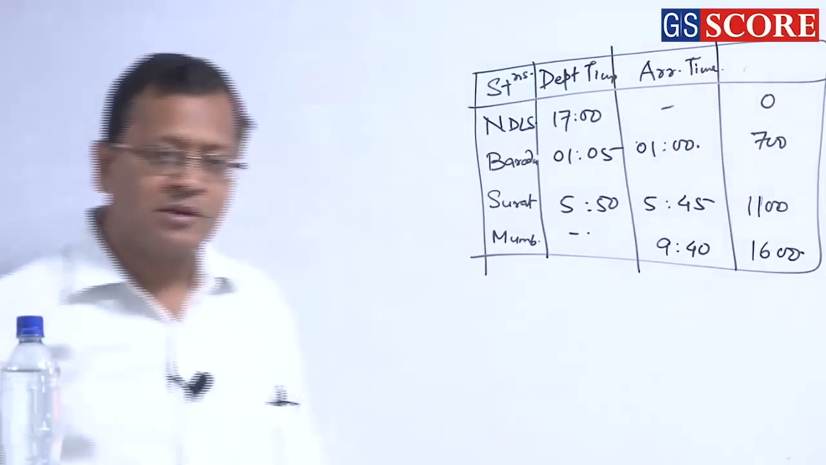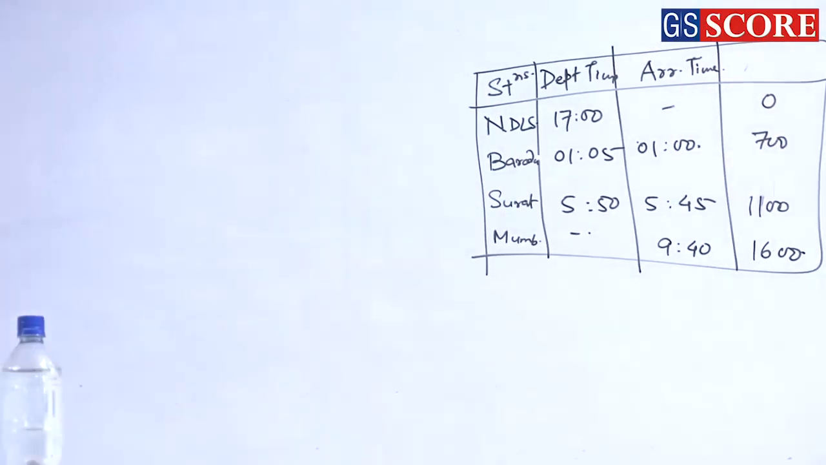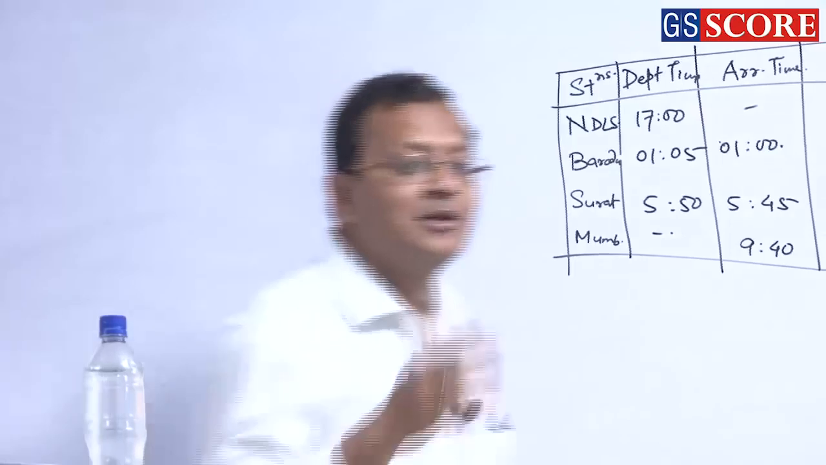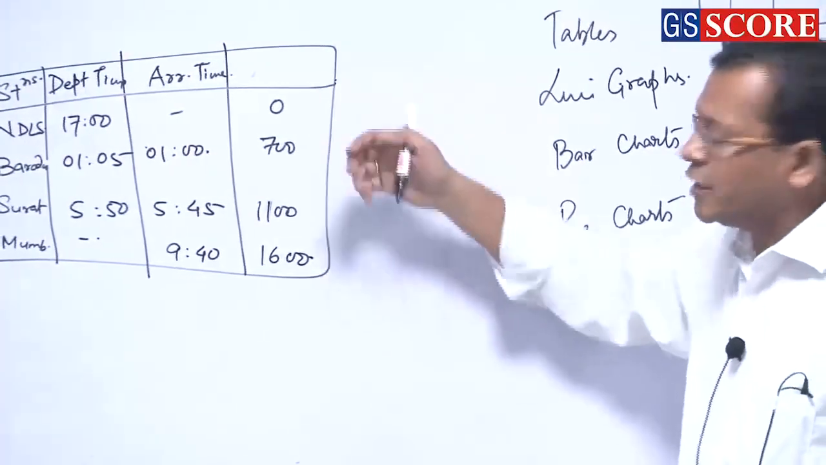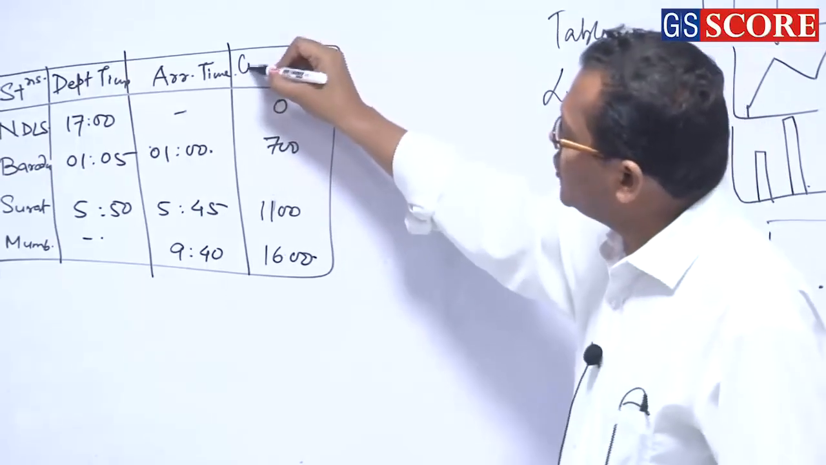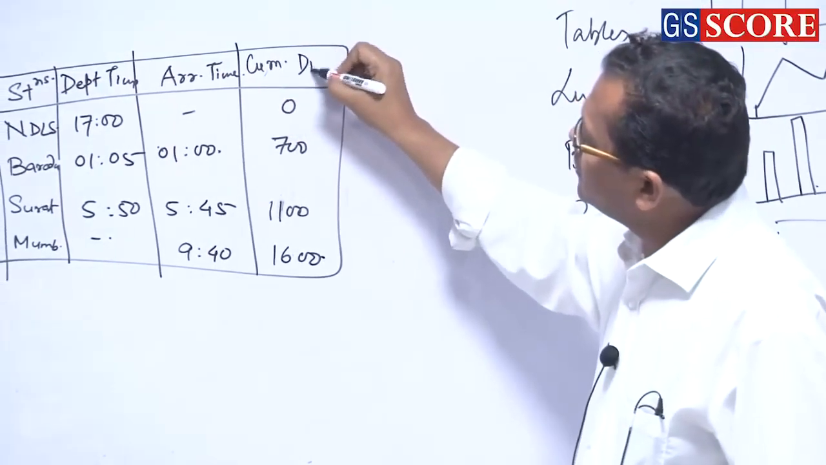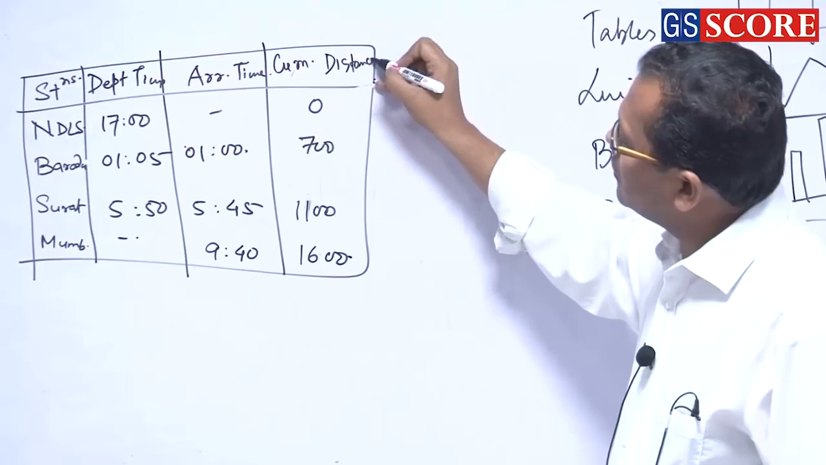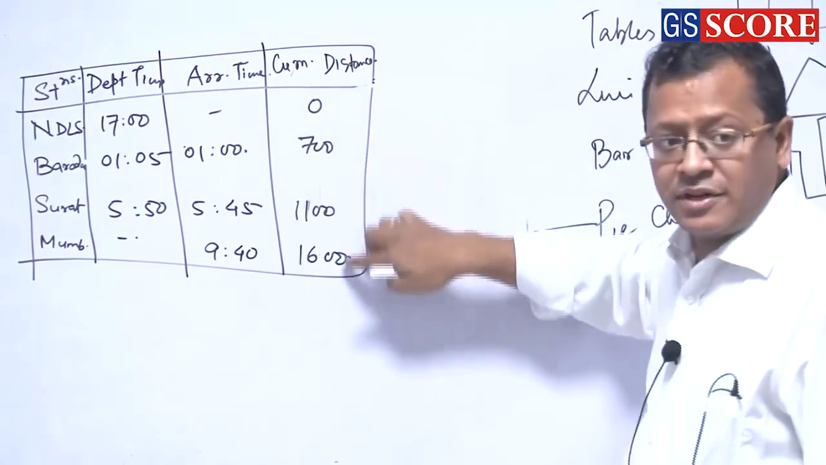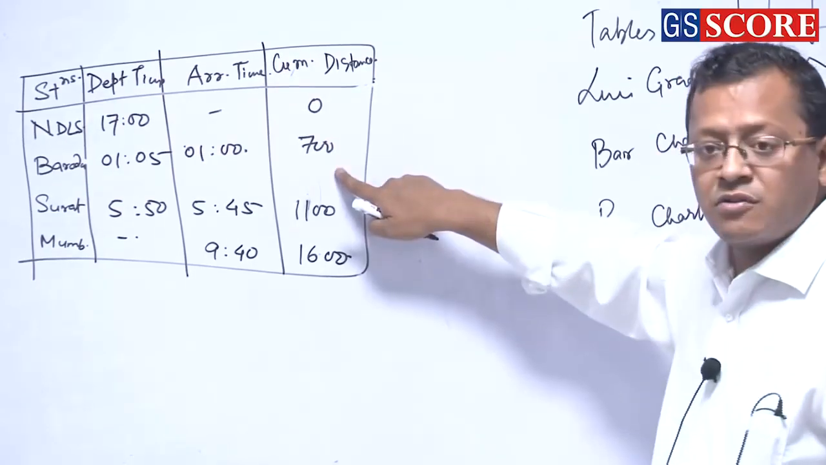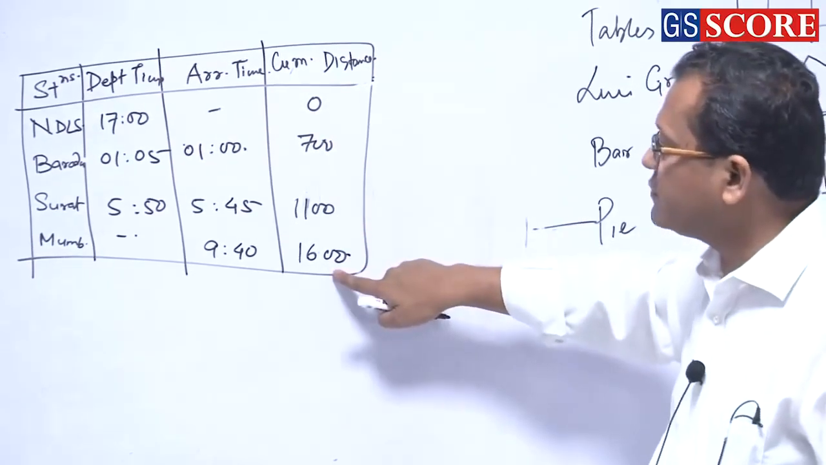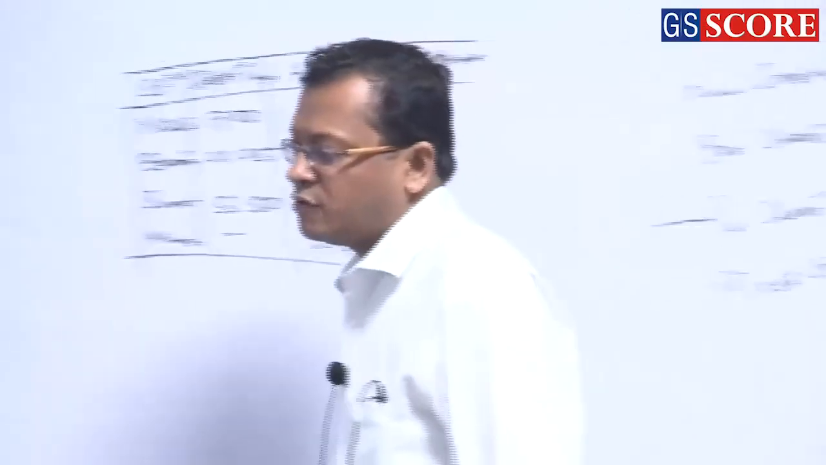And here, what is the distance? What is given over here? Distance. What kind of distance? Between two stations. But what kind of distance? This is the cumulative distance: 0, 700, 1100, 1600. Which means you can say the distance between Baroda and Surat is 400, and between 1100 and 1600 is 500. So I have taken it in the short format.